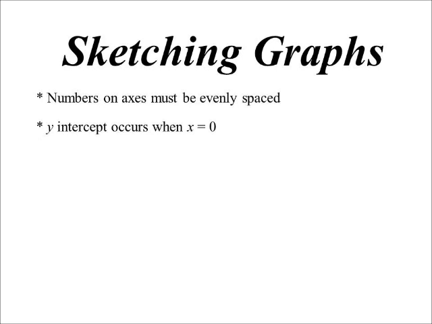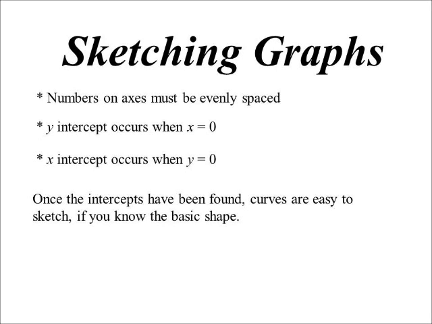Obvious things, y-intercepts are always easy to find. That's when x equals 0. X-intercepts, well, that's when y equals 0. Not always as easy to find, and to be honest, I only bother finding them if they are easy. If they're not easy, then I don't get overly obsessed about them. Now, once you've found your intercepts, if you know the basic shape, then a rough sketch is pretty easy to draw. Okay?